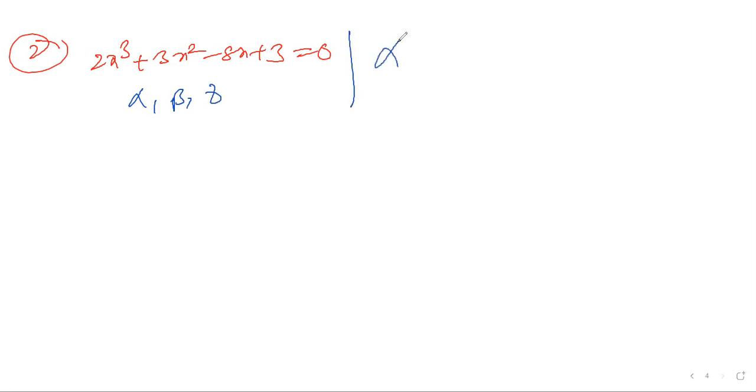Right. Second question. Please read fast. Given that one root of 2x cube plus 3x square minus 8x plus 3 equals 0 is double the other root, find the roots of the equation. They're asking, please find the roots. I want the roots alpha, beta, gamma. But my condition is one root is double the other root.